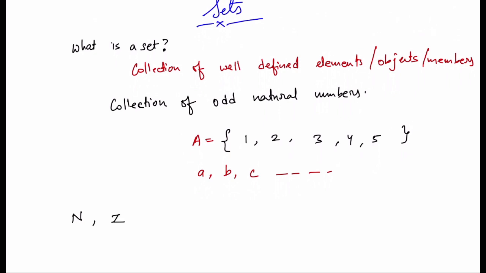Z is used for the set of all integers. Q is used for all rational numbers. And then R is used for real numbers. Okay. Then Z plus is used for the set of positive integers. Q plus is used for positive rational numbers, and R plus is used for positive real numbers.